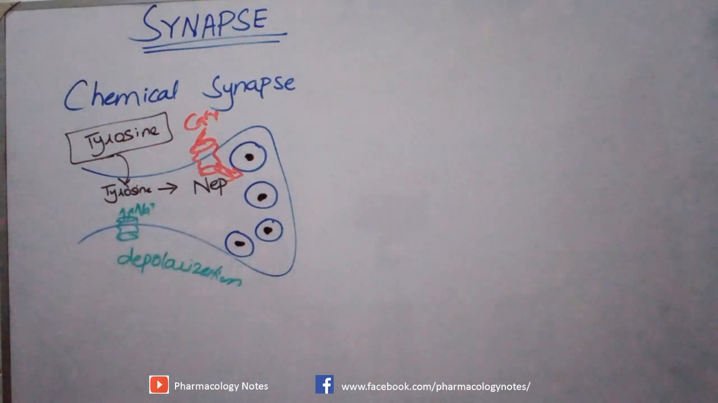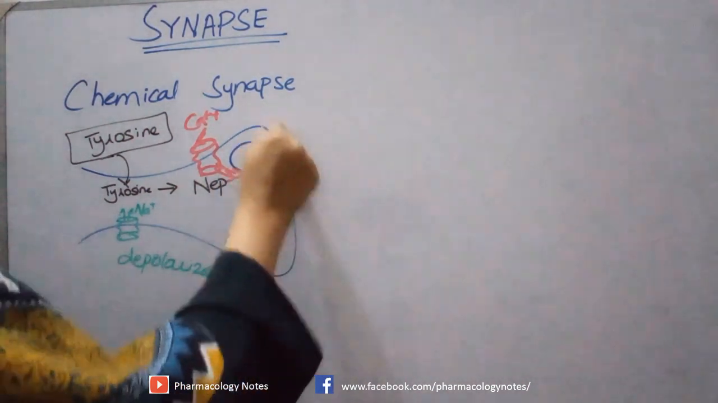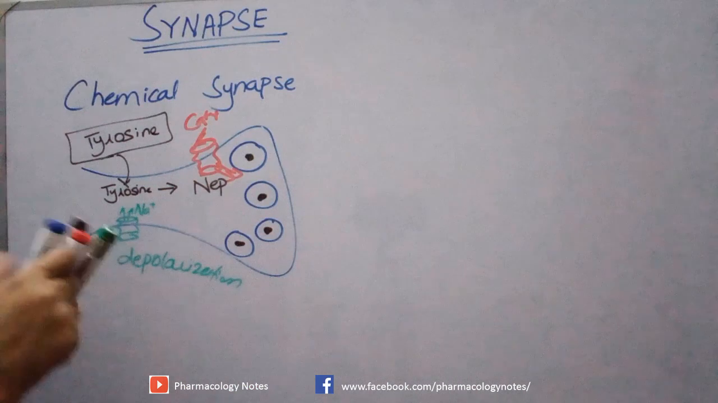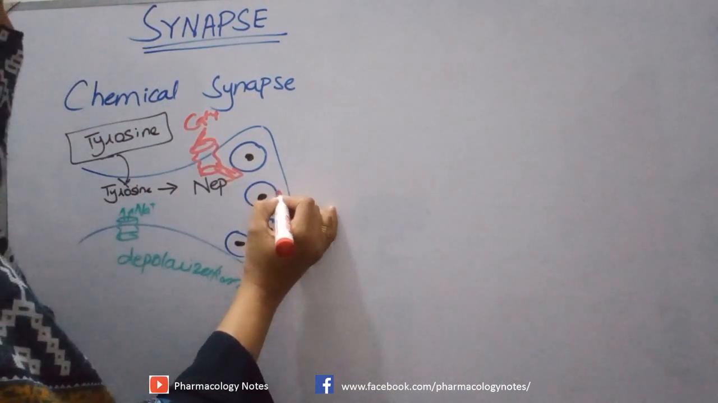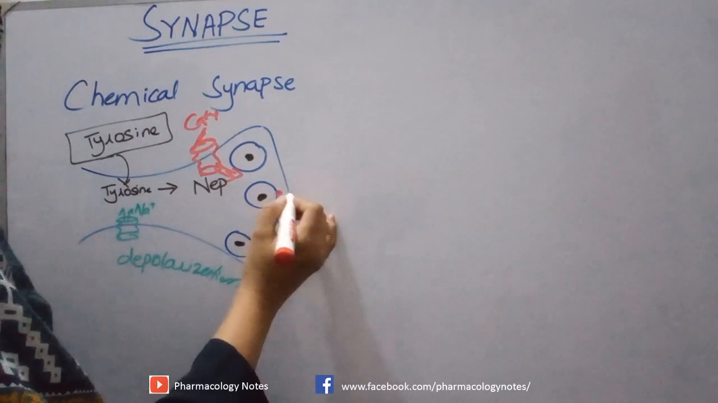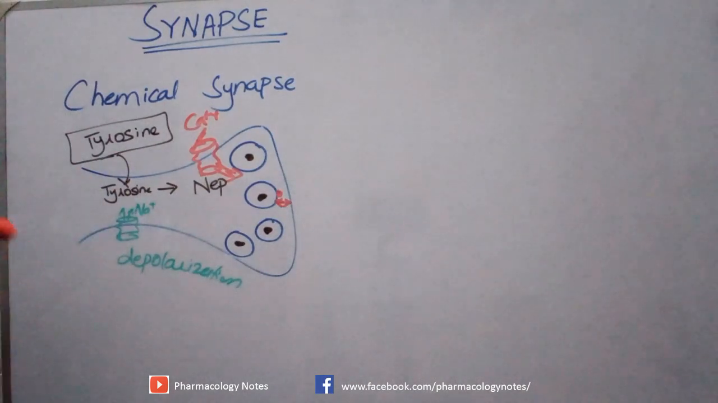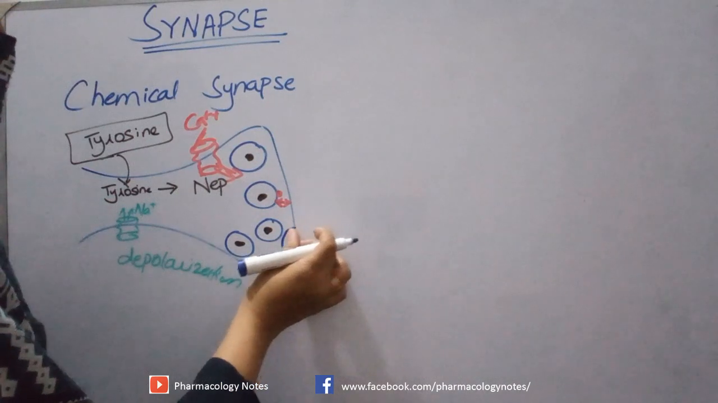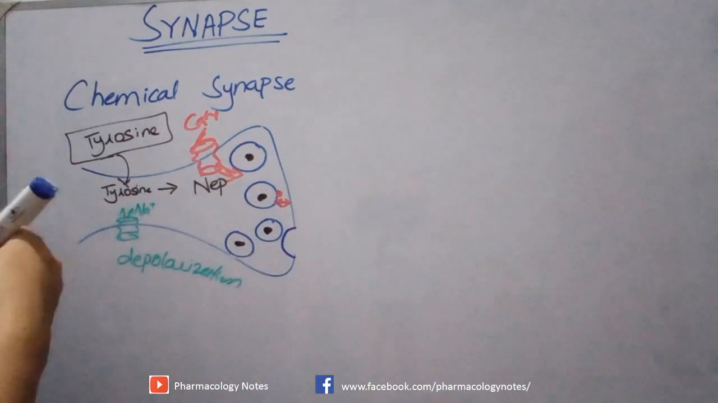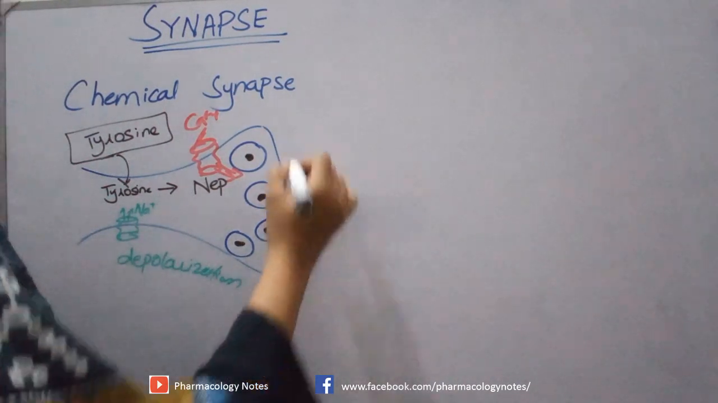Why is this calcium so important? This calcium is important for fusing these vesicles with the presynaptic membrane. Calcium will bind at one side of the vesicle and pull this vesicle along with the presynaptic membrane. Thus, the vesicle fuses and releases a chemical that is termed norepinephrine, or a neurotransmitter.